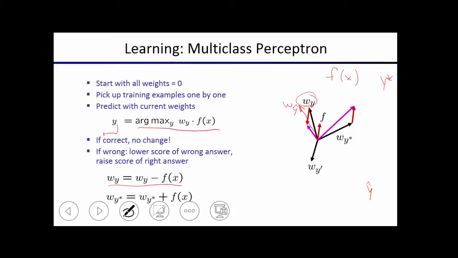Yes? So you would add the weight to the correct answer, but then all the other ones that are wrong, do you just subtract the feature from all those weights, or only from the most wrong one? You only subtract it from one. Yeah, so you predict with the current weights, and then only look at the wrong answer that you just got. And you subtract f from that wrong weight vector, and you add f to the correct weight vector.